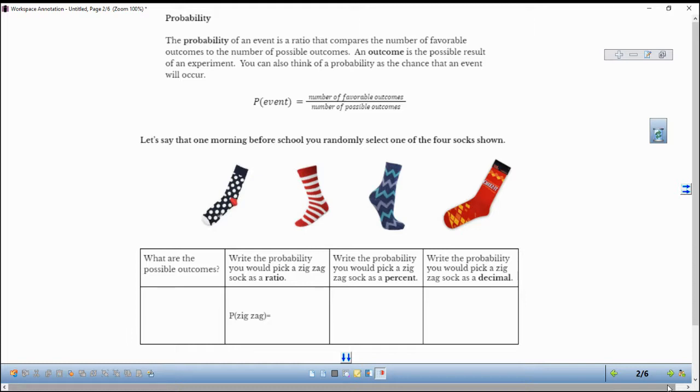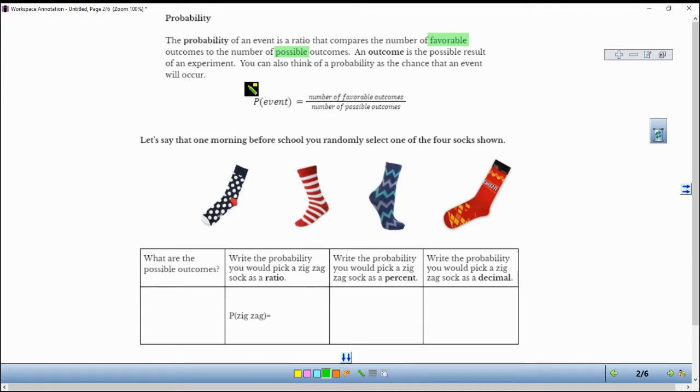So at the top it says, the probability of an event is a ratio. Again, a ratio is a comparison of two things that compares the number of favorable outcomes to the number of possible outcomes. The favorable outcomes to the possible outcomes. An outcome is the possible result of an experiment. You can also think of a probability as the chance that an event will occur.